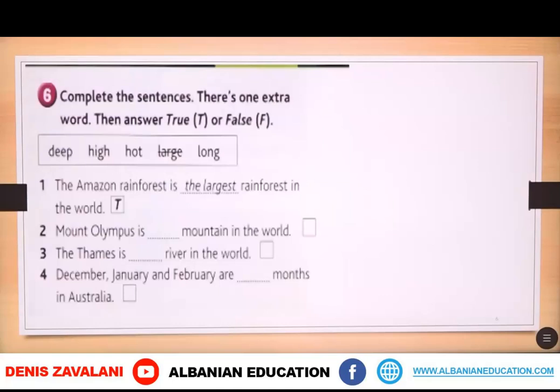Okay, here we have some adjectives in the box, like deep, high, hot, long. Large is already used. What you're going to do here is use the proper adjective in a proper comparison. So you will use comparative or superlative, depending on the case, and you will write T if you think that is true, and F if you think that the statement is false. So take your time and try to figure it out. These are very common things that we learn at school and we mention every day, so I think you will get them right.